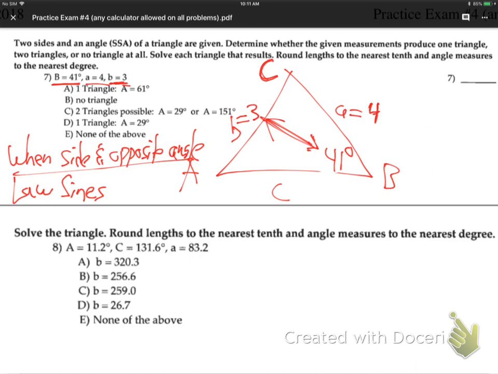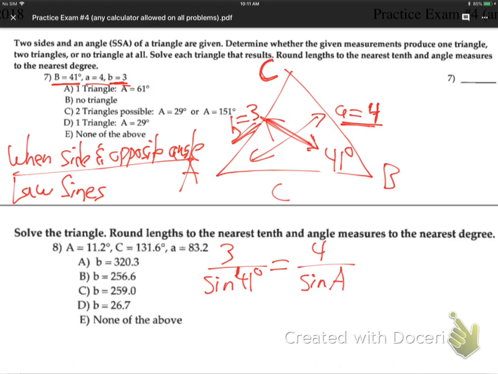We'd rather do law of sines. That was easier. So if we have a side and the opposite angle, you're always going to do law of sines. Okay, so let's set up law of sines. It's going to be 3 over sine of 41 degrees, the side and angle pair, and then what's my other pair? Well, this is the other side I have here. It's going to be 4 over sine A. We good there?